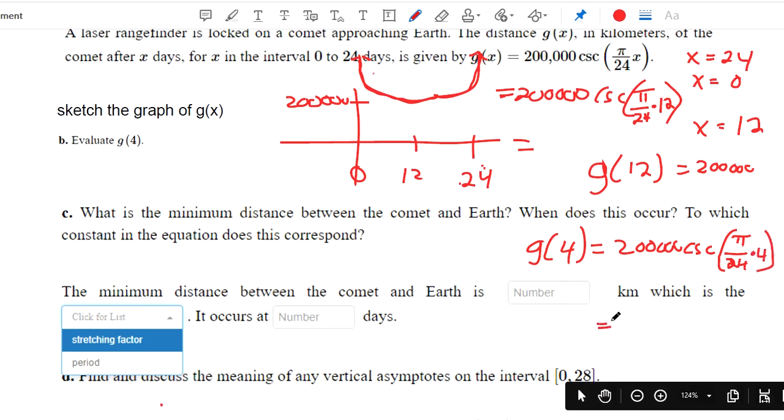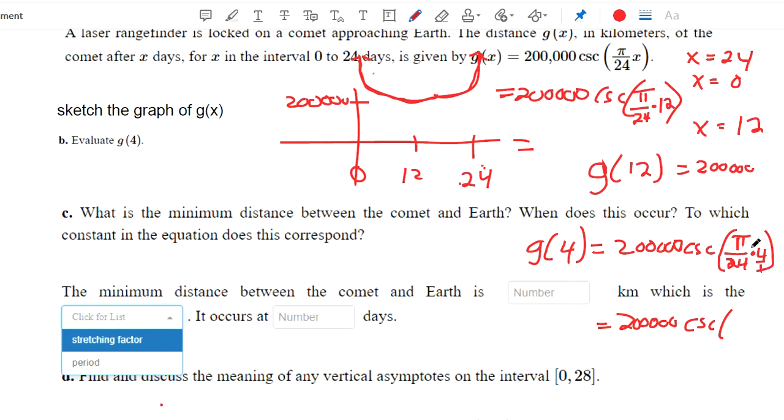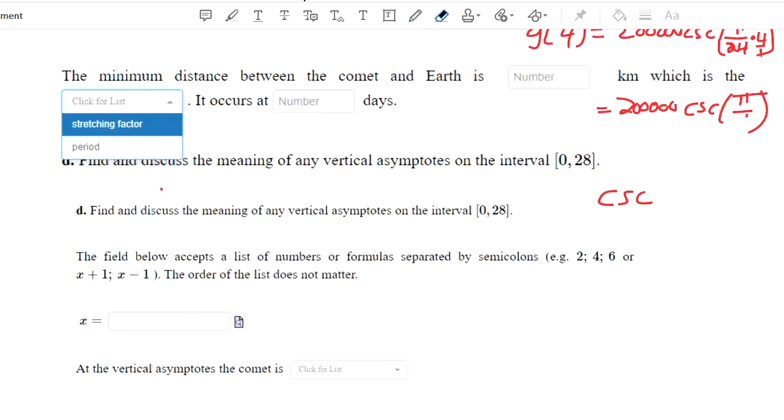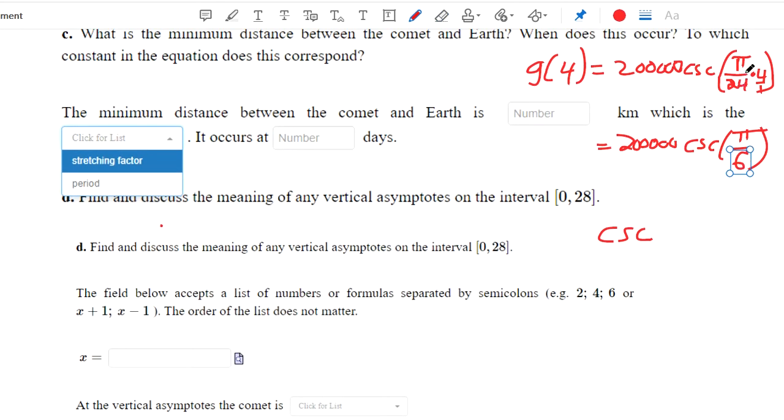And so if we simplify, you've got 200,000 cosecant, and then inside here we have pi over 24 times 4. The 4 and the 24 are going to reduce each other with cross simplification. 4, 8, 12, 16, 20. Makes pi over 6 when we reduce that. Pi over 24 times 4 gives us pi over 6.